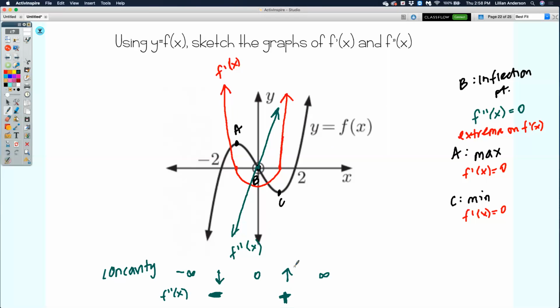And the thing is we want to draw it as a straight line versus a curve, because if it was a curve, then that would indicate that it could potentially hit the x-axis somewhere else, and then that would indicate other things on your original function that aren't there.